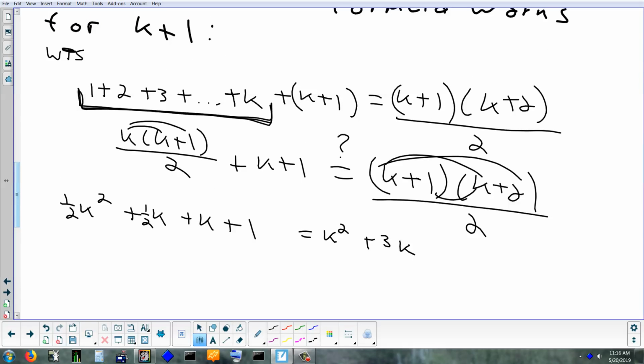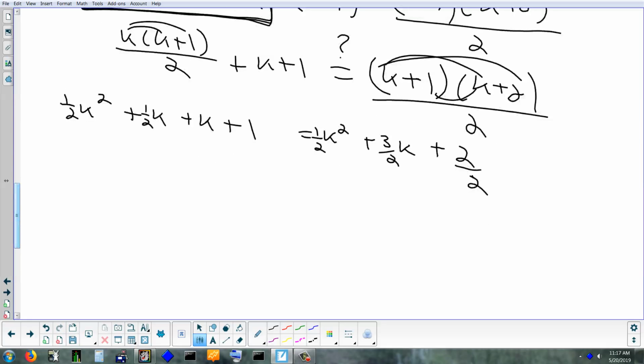So that's going to be 3k. And then 1 times 2 is plus 2. We just said all of that's divided by 2. So 1/2 k squared, 3/2 k. And that's really going to end up just being a 1.